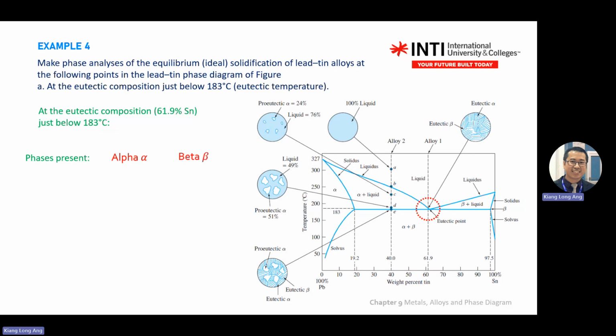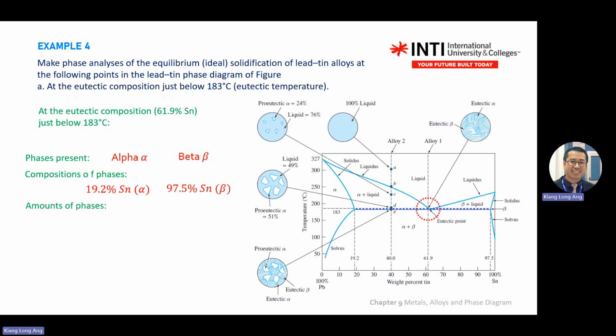This is a working that we expected in your answer sheet. So you write phase present. What do you see? Normally have two or three. So in this case, got 2. You will see alpha and beta here. Composition of phases, you read from this line. So here, 19.2 alpha, 97.5 beta. So you write like this. Okay, so you write phase present. What do you see? Composition, you read from the graph, 19.2, 97.5. Bracket alpha and beta.